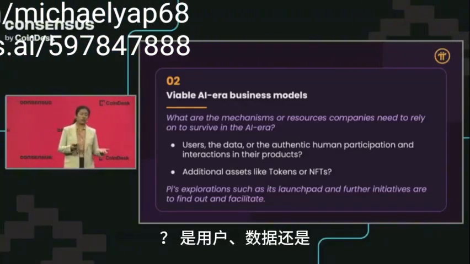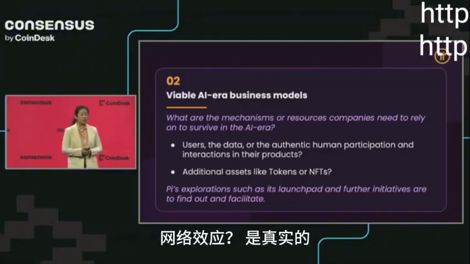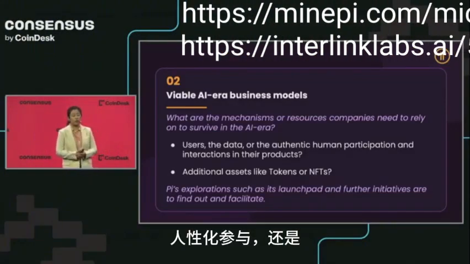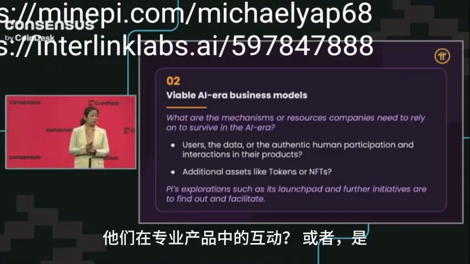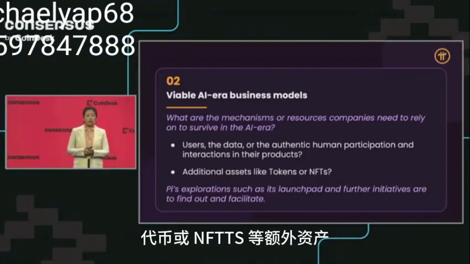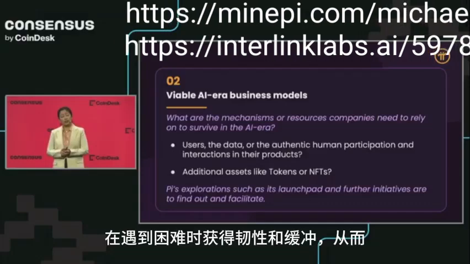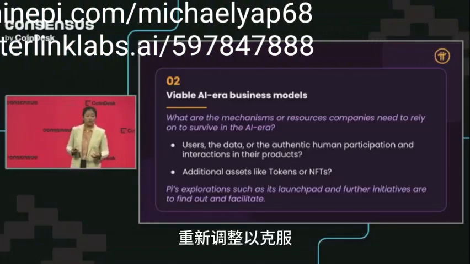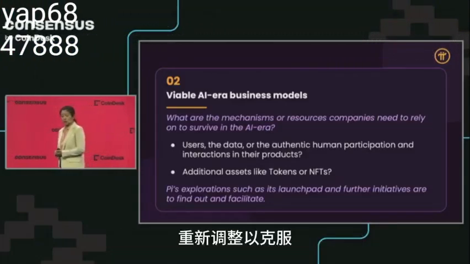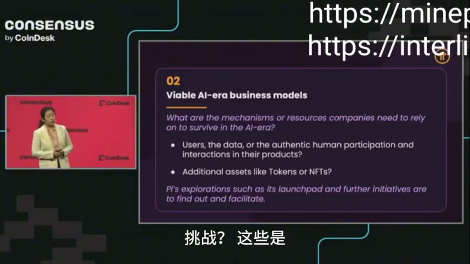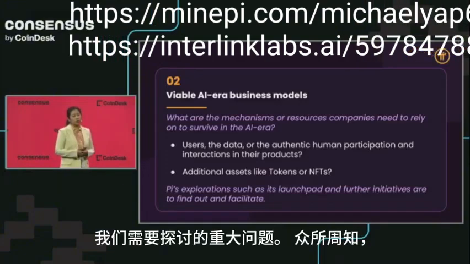Is it the users, the data, the network effect? Is it the authentic human participation or the interactions in their products? Or is it additional assets like tokens or NFTs that help provide them the resilience and cushions at a time of difficulty for them to readjust, to overcome the challenge? These are the big questions we need to explore.